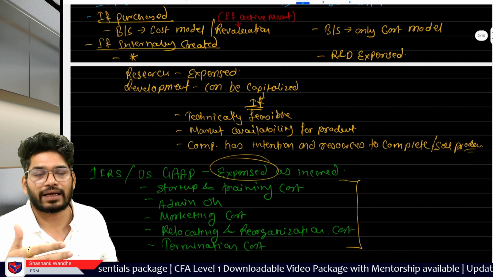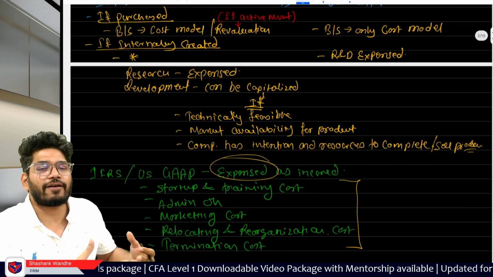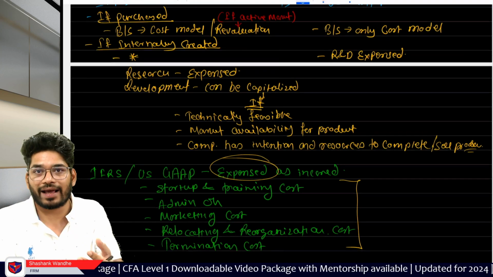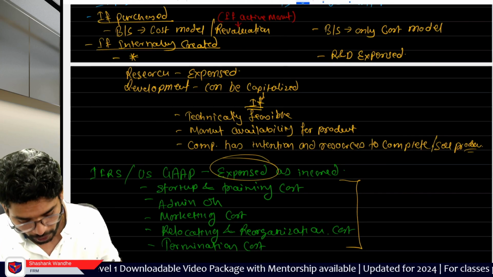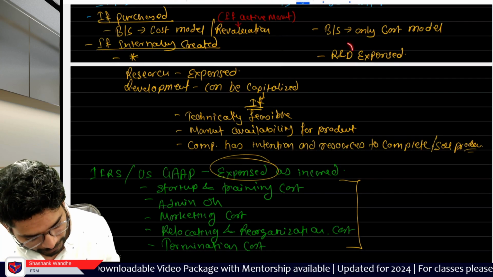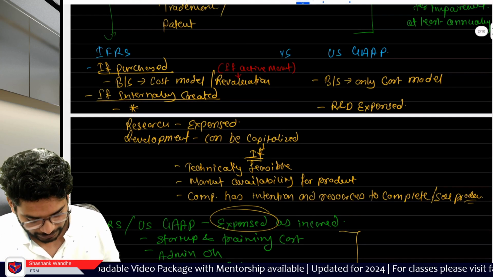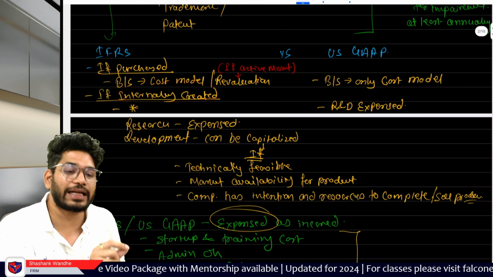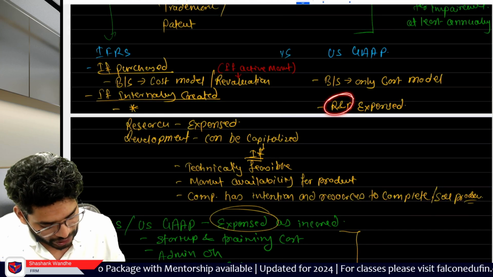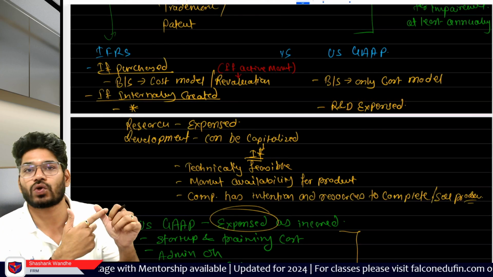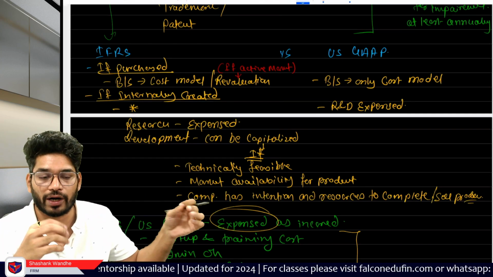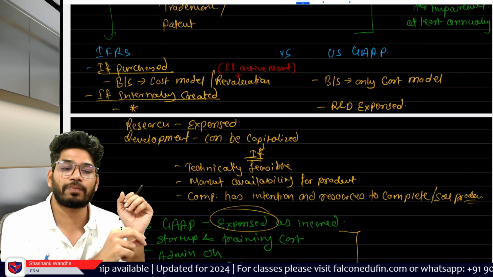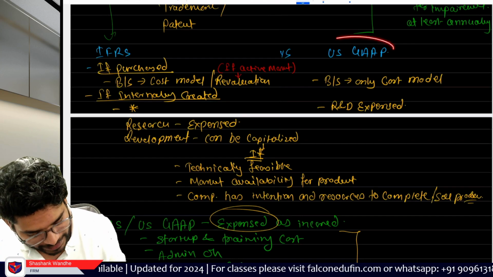If the asset is internally created, internally created assets generate from the research and development or maybe the marketing expenses, right? So here our focus is on the research and development expense category. If the asset is internally created, then research and development must be expensed. So here we have two expenses: research, the research period, and development, when you are developing the product. So research and development both should be expensed in US GAAP.